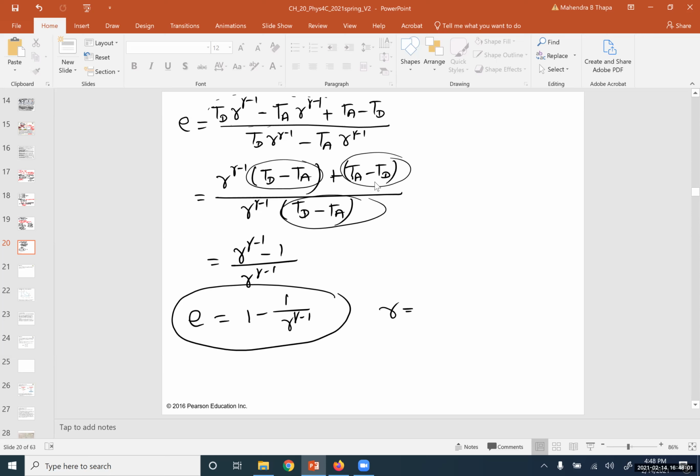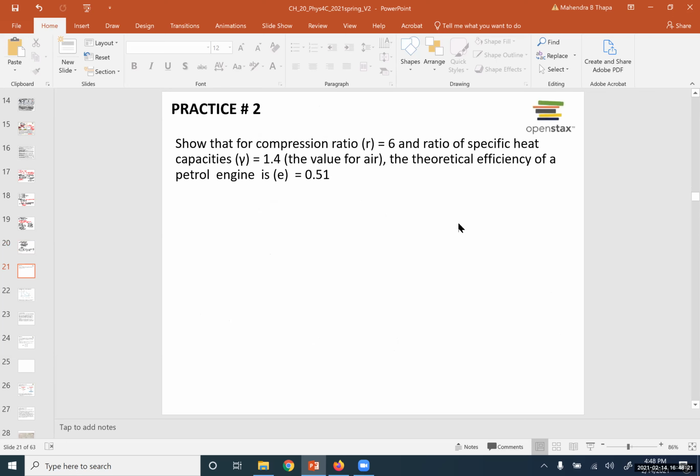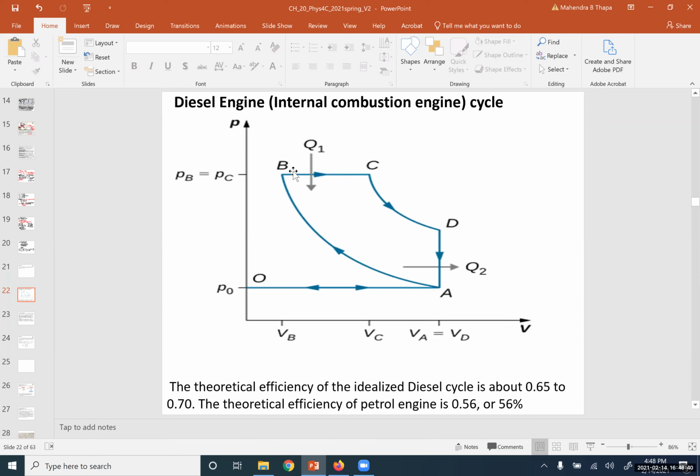So r is called the compression ratio, as I told before. This is the compression ratio, and this gamma is the ratio of specific heat capacity. It will be basically Cp over Cv of the gas. Okay, if you have understood that point, you can solve this problem. Okay, so if the r value is 6 and Cp over Cv is 1.4, you can find the theoretical efficiency of the engine using that equation, which is 0.51. Okay, next go to the diesel engine.